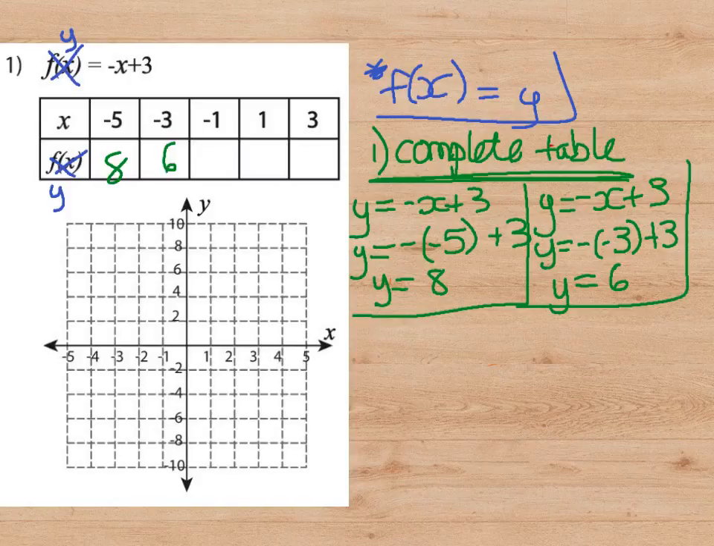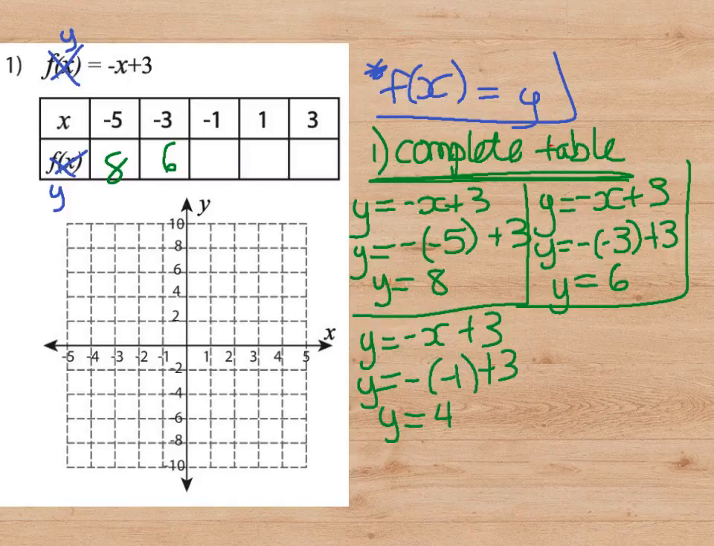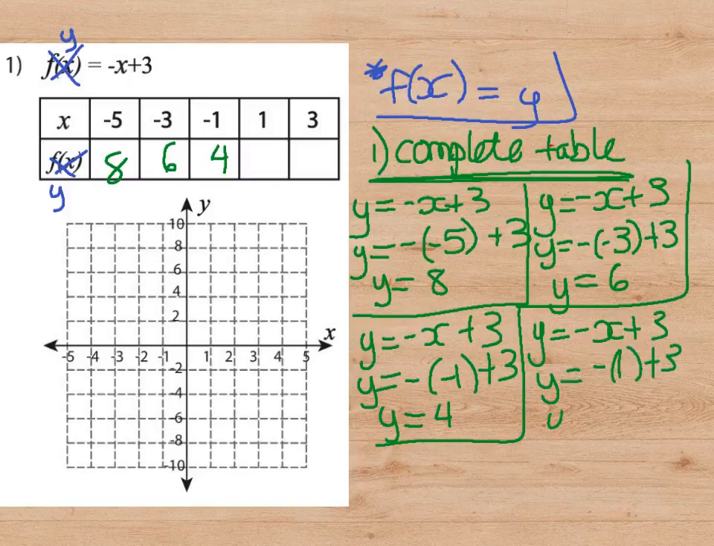And then we have y is equal to negative x plus 3. Our next number up for grabs is negative 1. So negative 1 plus 3. Y is equal to minus 1 is just plus 1. So we're left with 4. See, the more you do, the faster it gets. Negative x plus 3, y is equal to negative 1 plus 3, y is equal to 2.